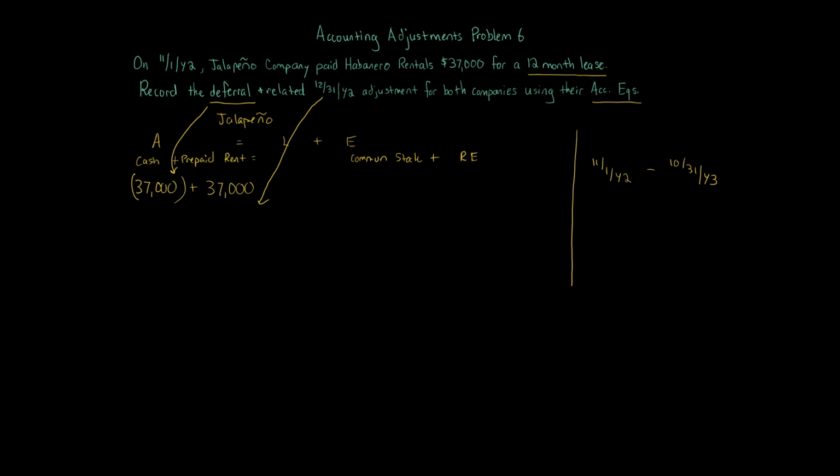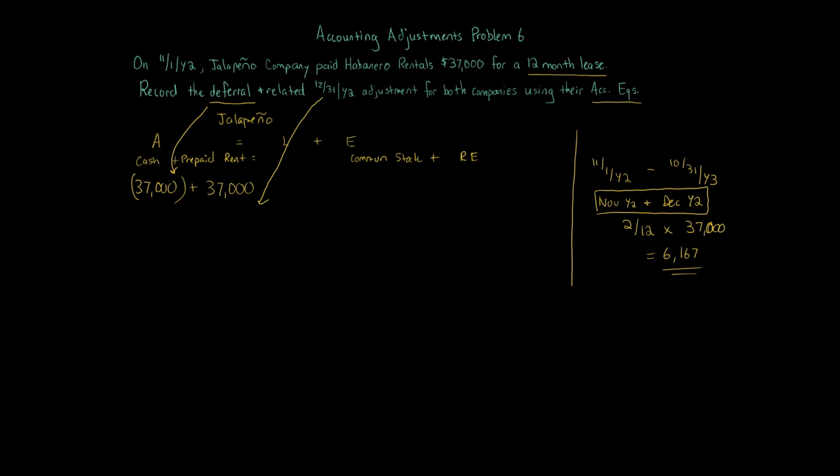So the related 12/31 Year 2 adjustment, we go November of Year 2 and December of Year 2, then it switches over to Year 3. So we're just going to adjust for 2 months, 2 over 12 months. So we take 2 over 12 and multiply that by $37,000 for the total 12 months, and we get $6,167. That's the amount that's attributable to the 2 months.